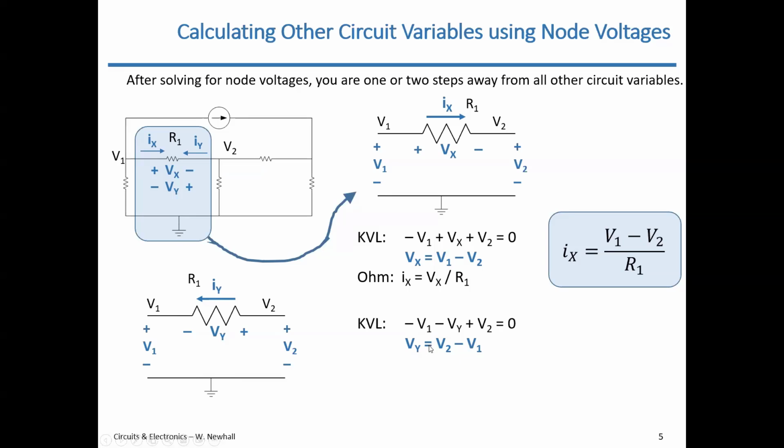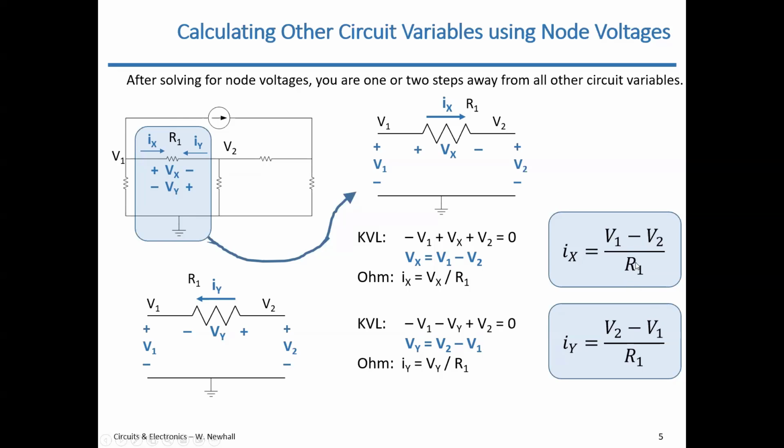By Ohm's law, if I want to solve for Iy, Vy over R1 is Iy. I plug in the relationship between Vy and V1 and V2, and I get this. So I get the current going from V2 to V1. I'm labeling those nodes V2 and V1. The current going from V2 to V1, which is Iy, is V2 minus V1 over R1. Now, Ix is negative Iy, so these equations should make sense.